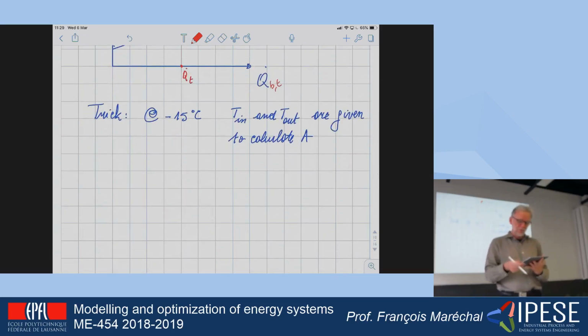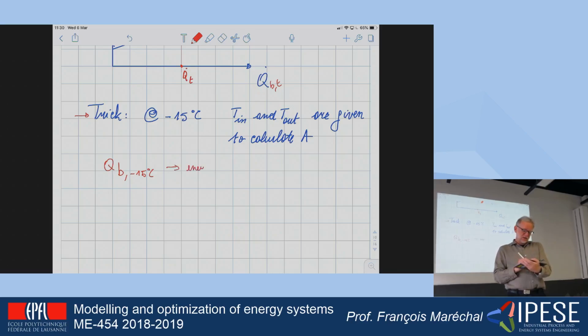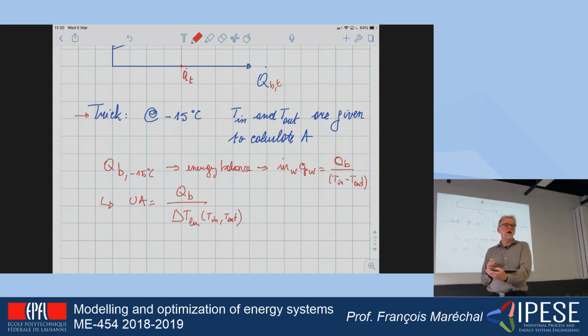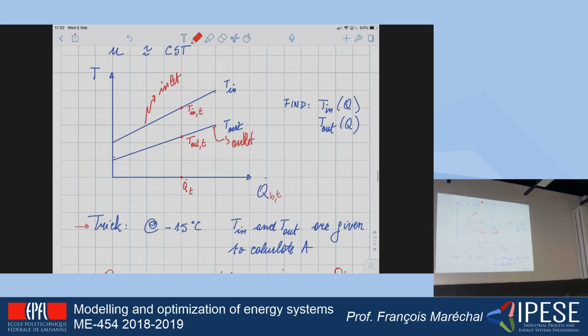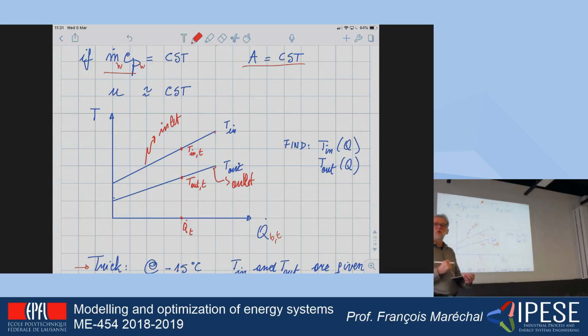Okay, so in summary, for extreme conditions, you will calculate QB at minus 15. From the energy balance, you have the M water times the CP of water that is equal to QB divided by T in minus T out. And you will say UA is equal to QB divided by the delta T LM for T in and T out. So now I have UA, I have MCP, so that I can then calculate the two curves that are here as a function of the heat to be supplied.